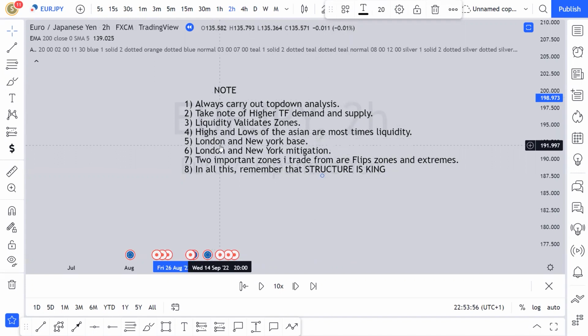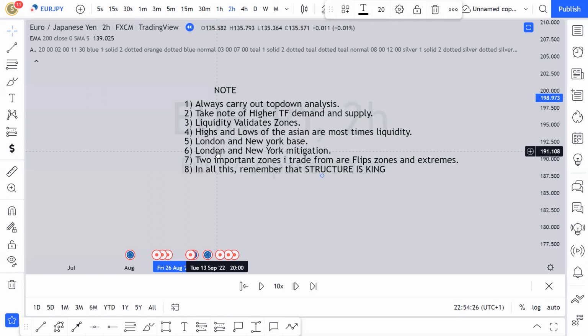Number five, London and New York base is something that you want to take into recognition. Always ensure that you mark important London and New York base. Price uses them most of the time. And number six, always ensure that you also take note of London and New York mitigation. That is, there's always London volume that pushes price during London, and there's always New York volume that pushes price during New York. So you want to find trade opportunity around that area.